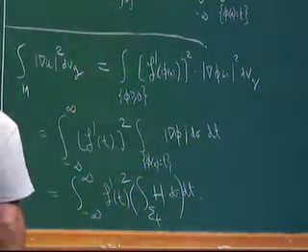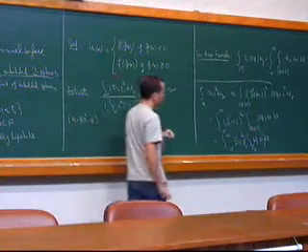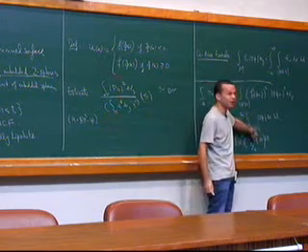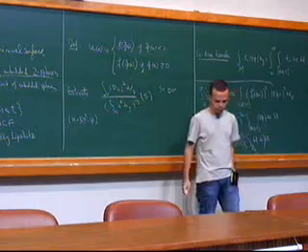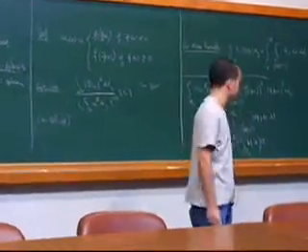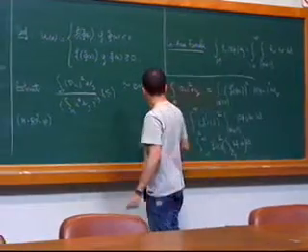So see that I want to estimate this from above. In order to do that, I'll have to estimate the integral of h from above. And that's the point where I use the monotonicity formula. Okay, this is what we get here.